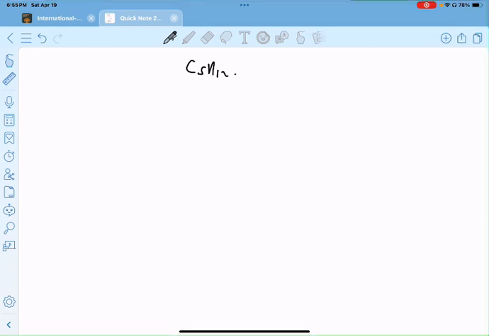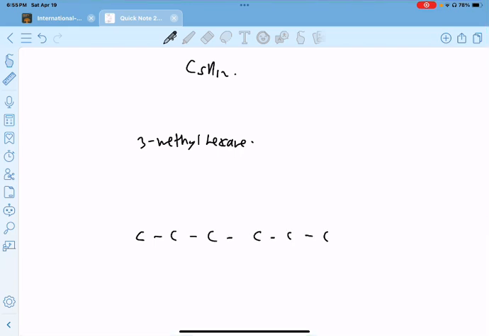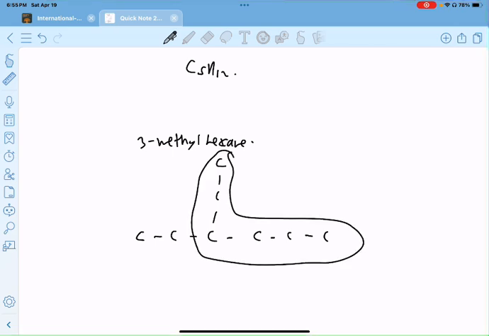2-methyl hexane doesn't exist, but 3-methyl hexane does exist. Long chain, and then have it in the middle. This is 3-methyl, because if you take it like this, it is 6, but it's still 1 carbon atom attached to the third position.